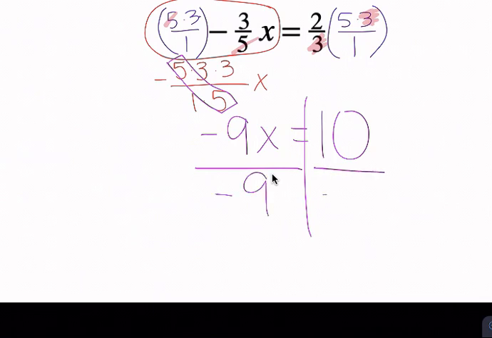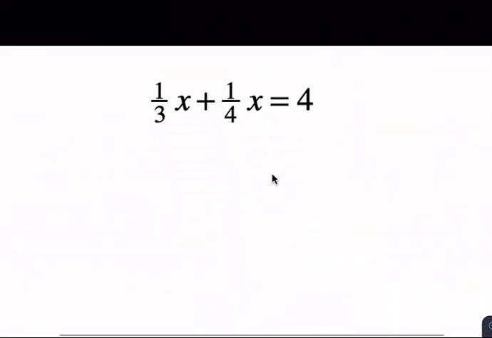Dividing by negative 9, and I have x equals, well, negative, and then 9 goes into 10 one time with 1/9 left over. So I get the same answer no matter what I do. It just depends on how comfortable you are with your operations with fractions. Let's do one more example.